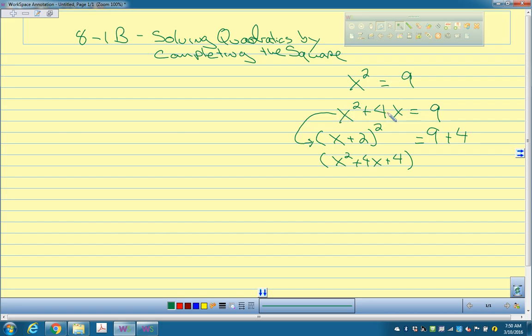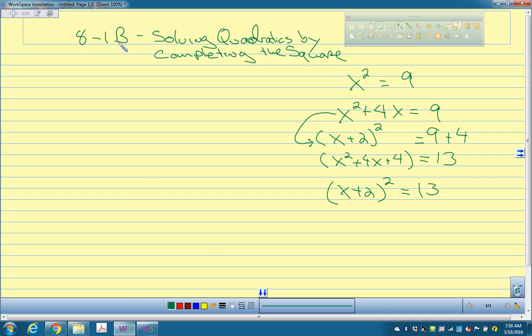When I rewrote this as this, I actually added 4 to the left side of the equation, because it's not x squared plus 4x, it's x squared plus 4x plus 4. Since I added 4 to this side, I need to add 4 to that side. What's 9 plus 4? 13. So now x plus 2 squared is equal to 13.